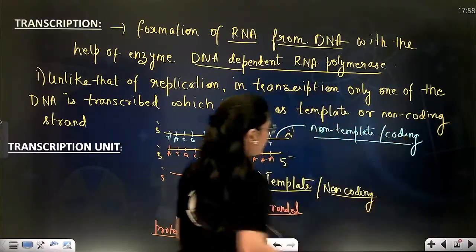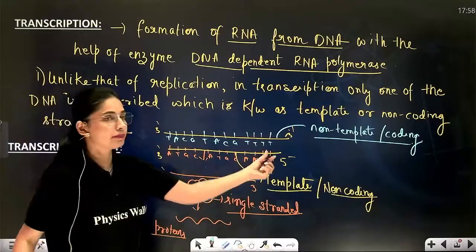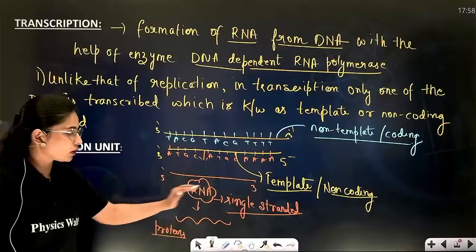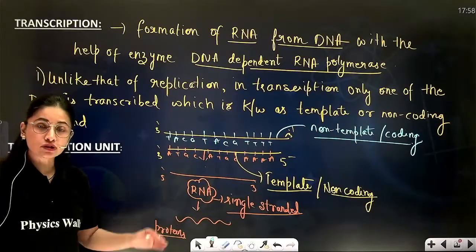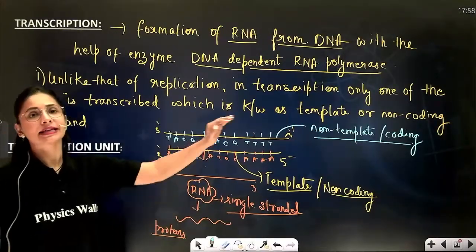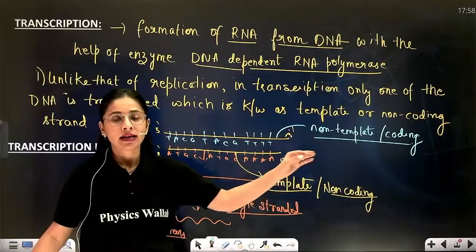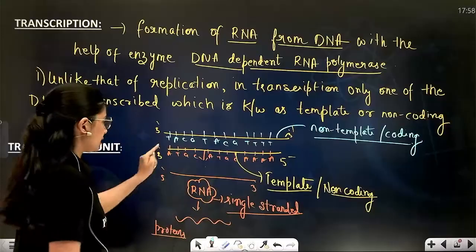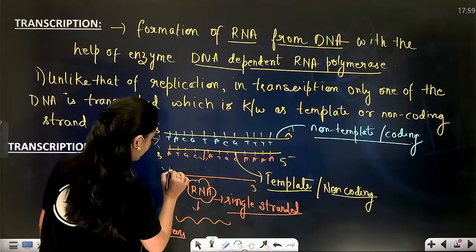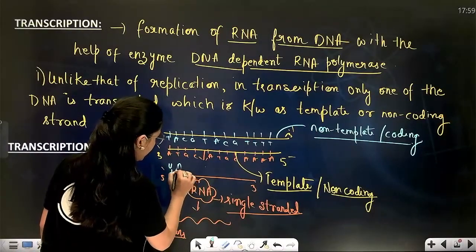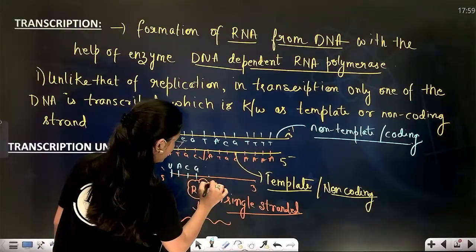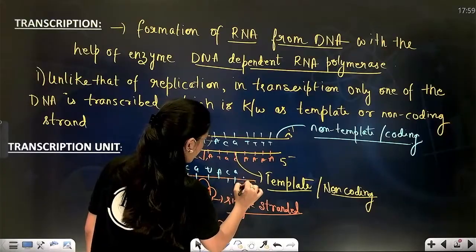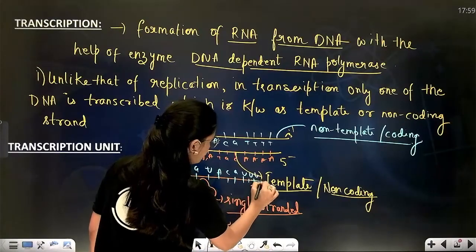Whereas the arrangement of nucleotide on template strand will be this. Now can you tell me what will be the arrangement of nucleotide on the RNA? It is going to be the same as that of non-template strand, simply thymine will be replaced by uracil. That means instead of A over here it will come U. T, A, C, G, U, A, C, G, U, U, U, U.